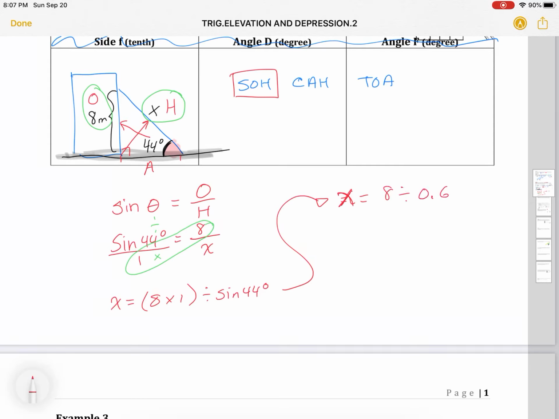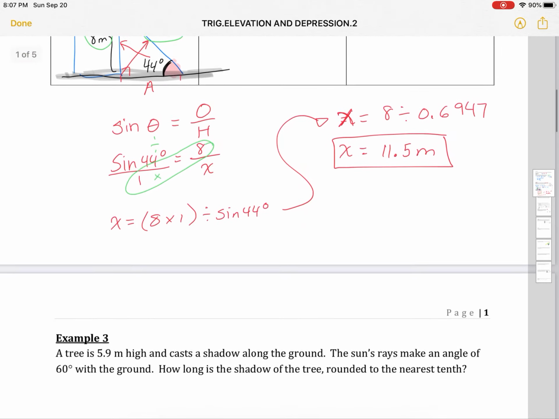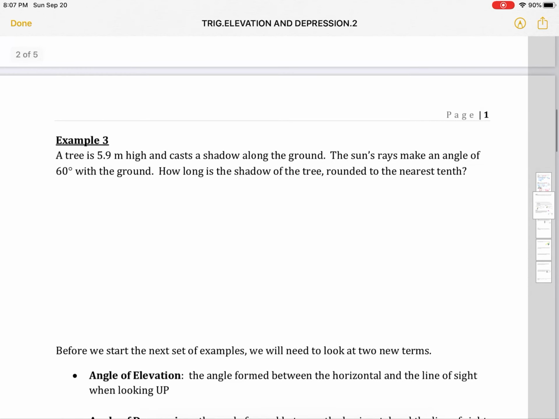Let's figure out what sine of 44 is. So we have 8 divided by sine of 44, which is 0.6947. So 8 divided by 0.6947 equals 11.5. And we know it's meters because that's how tall it was leaning against the wall. We always keep the same units. So just applying the same information there.